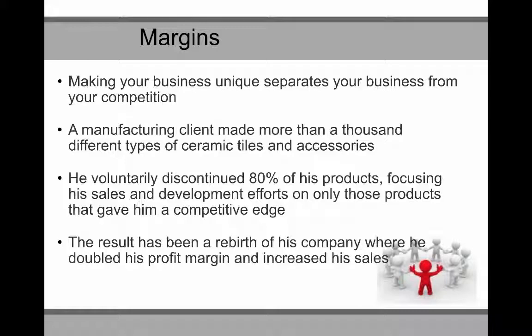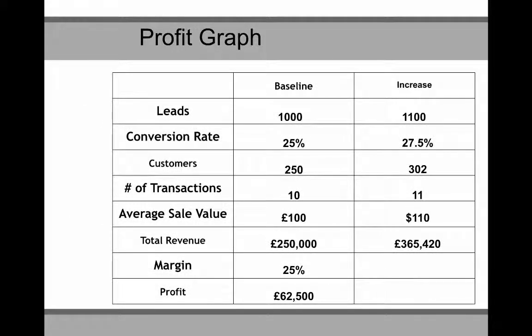So let's assume you've implemented just one of these strategies, and keeping our numbers ultra conservative, let's say your profit margins go from 25% to just 27.5%. We now go from our original profit figure of £62,500 to £100,490. So now we have over £100,000 in profit. We've almost doubled our profits, which was our original goal.